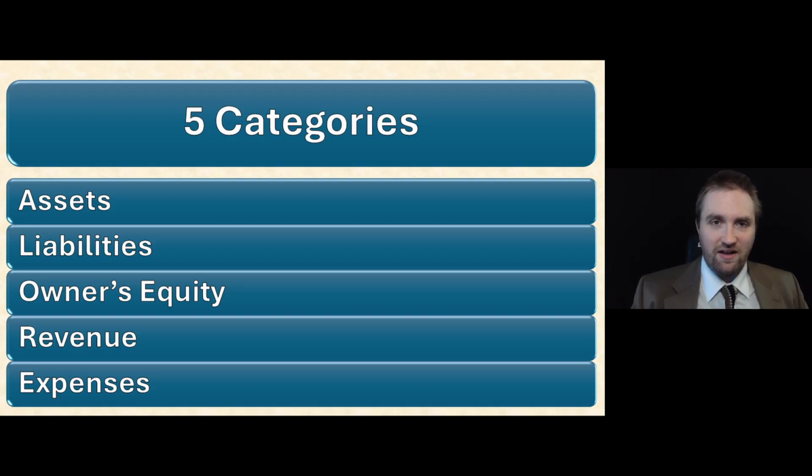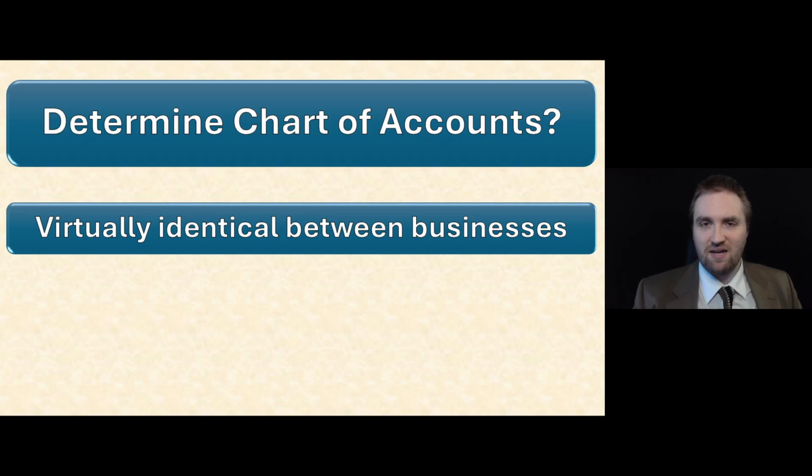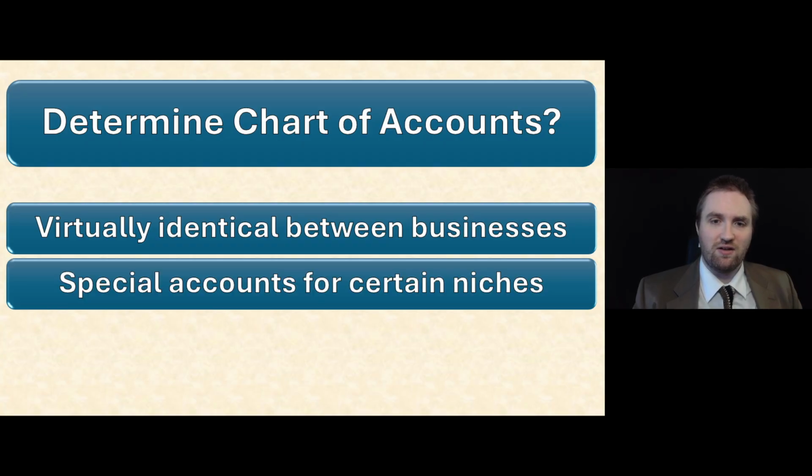So we have the 5 categories that make up the chart of accounts. Now, how do we determine what accounts go into the chart of accounts? Every business does have their own unique chart of accounts, but the secret is that a majority of those accounts are virtually the exact same between businesses. This is because the way money flows through a business is usually the same between businesses. That said, certain niches and industries do require special accounts, which are generally intuitive to figure out once you get to that point. For now, though, let's cover the main accounts for each category and fill out our chart of accounts.